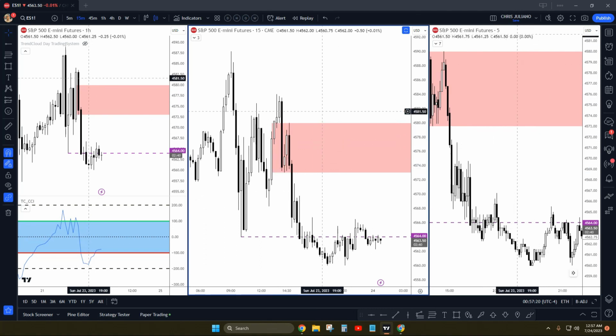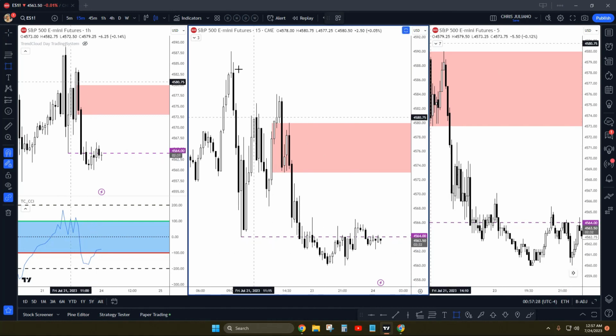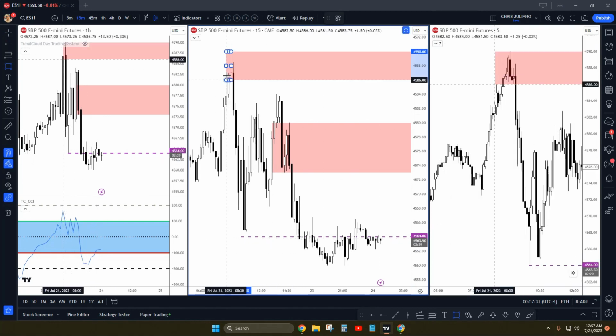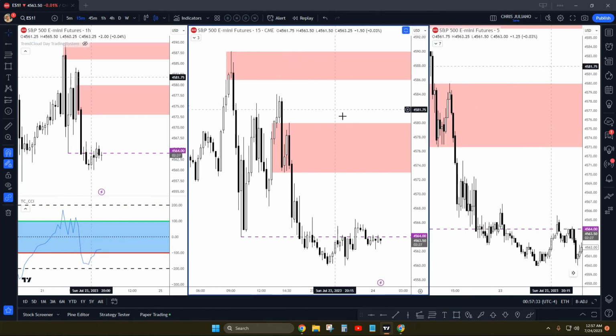Could it break through this and go to this supply zone? Yes. Could it break through all of this and go to this supply zone up here? Yeah, it could. So now you're saying, well, how is this going to help me?